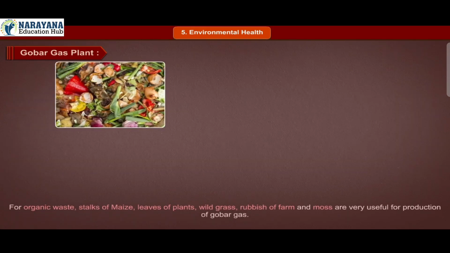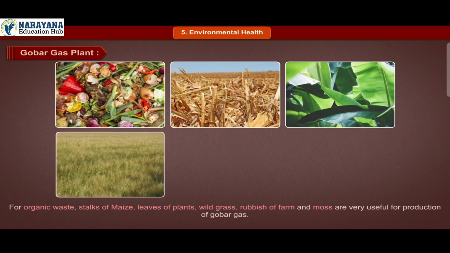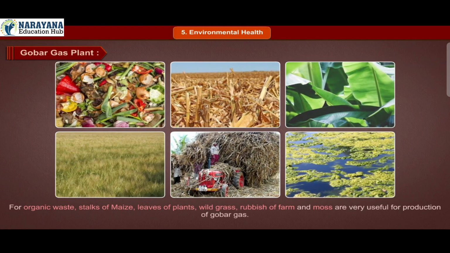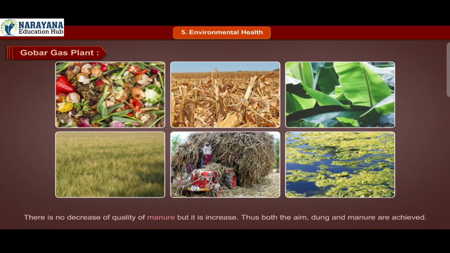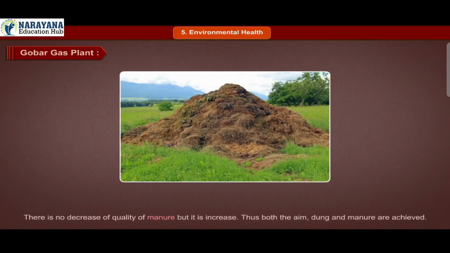For organic waste, stalks of maize, leaves of plants, wild grass, rubbish of farm and moss are very useful for production of gobar gas. There is no decrease of quality of manure but it is increased. Thus, both the aims, dung and manure, are achieved.